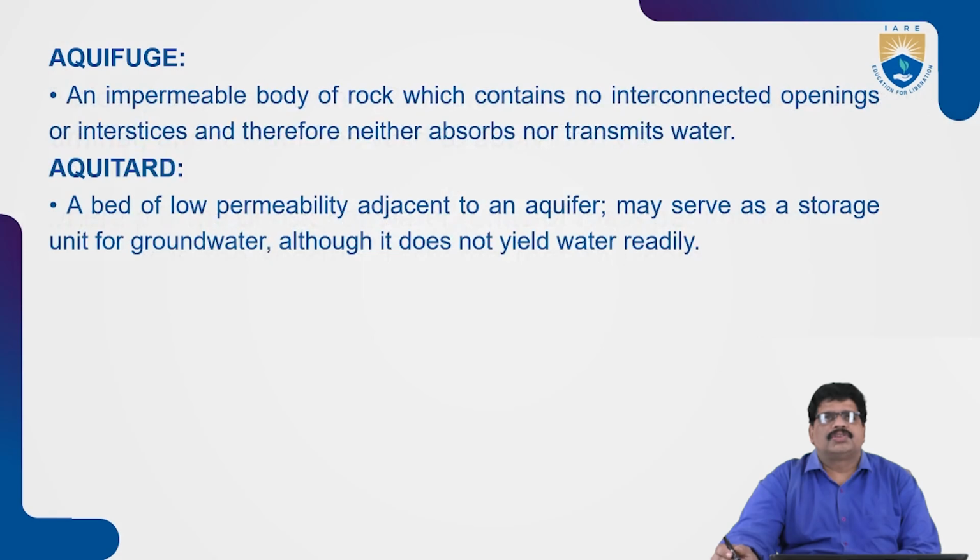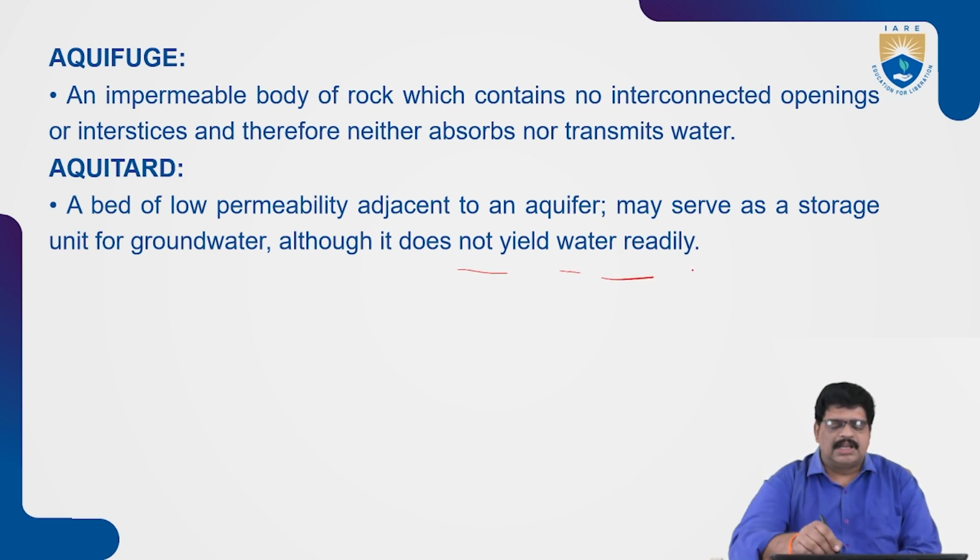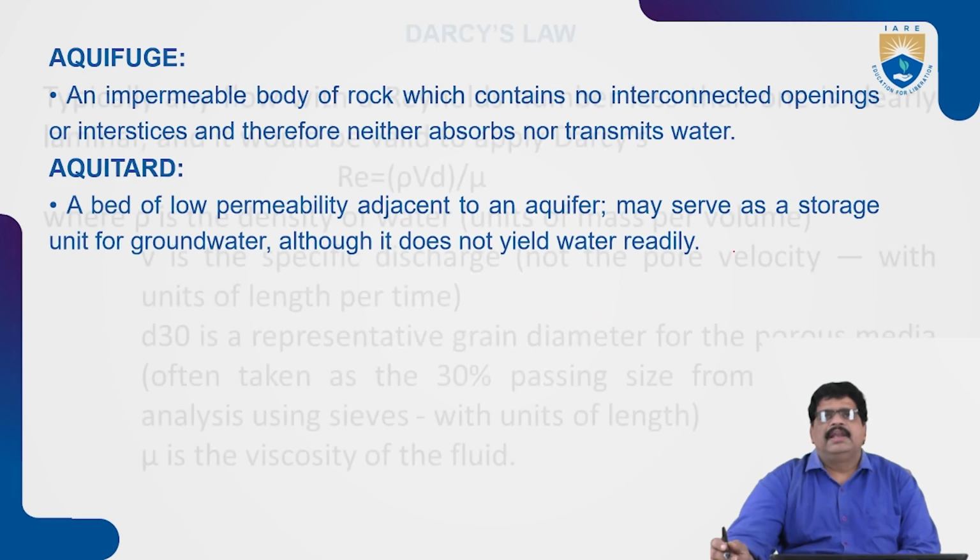Next, aquifuge. It is an impermeable layer of rock which has no connecting openings; it neither absorbs nor transmits water. Next, aquitard. A bed below the permeable aquifer. It can serve as a storage unit for groundwater, although it does not yield the water readily.